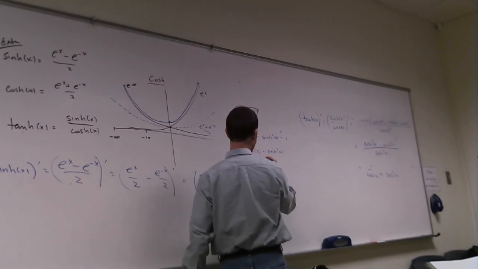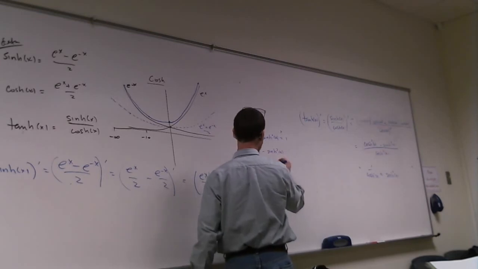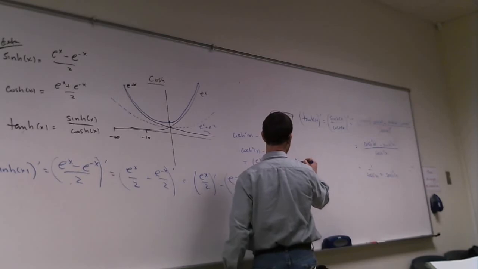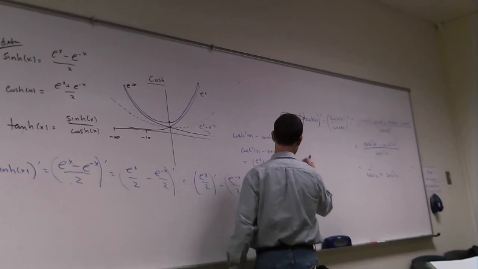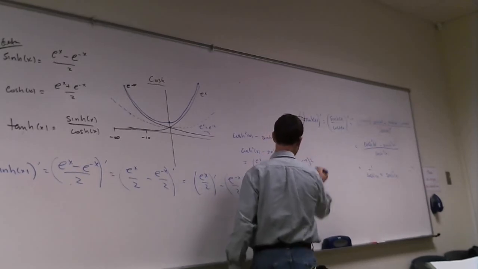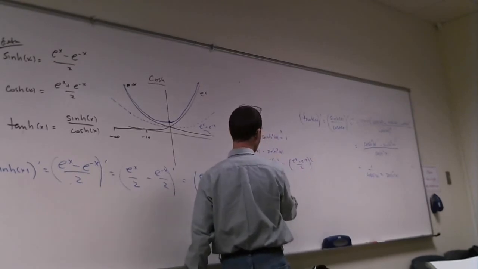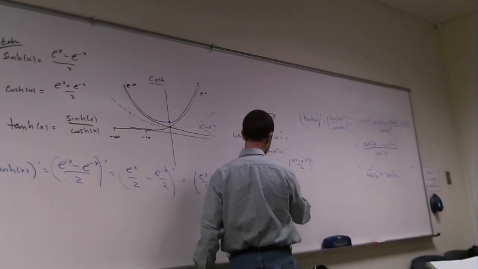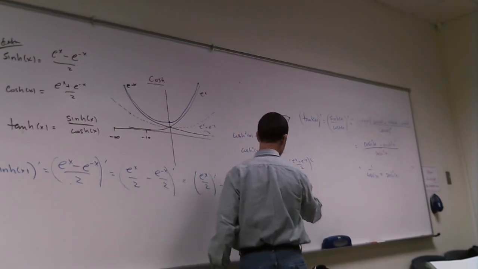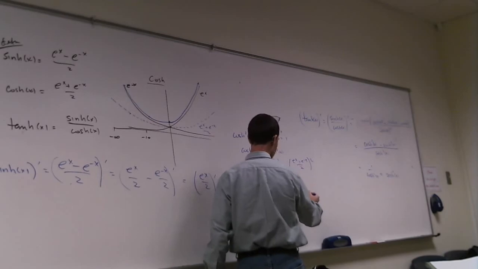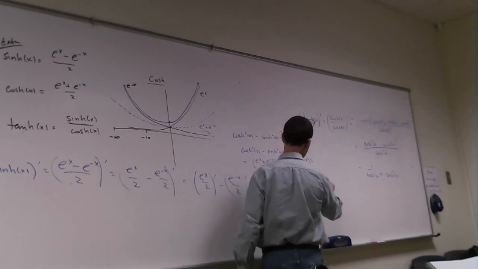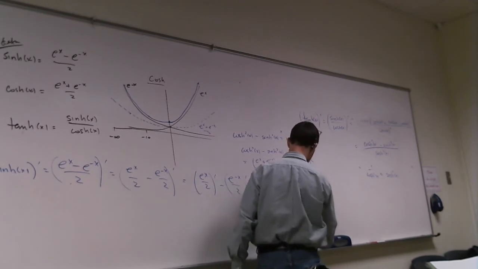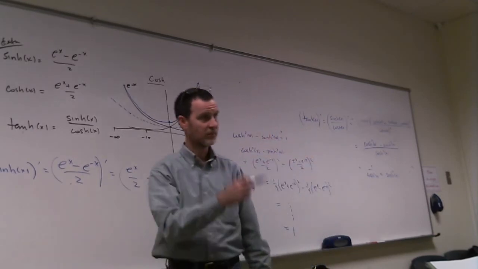Cosh squared is (e to the x plus e to the negative x) over 2, squared, minus (e to the x plus e to the negative x) over 2, oops, but a minus, all squared. Well, that's just multiplying things out. 1/4 e to the 2x plus 2 e to the x e to the negative x plus e to the negative 2x. One. Yeah, it's one.